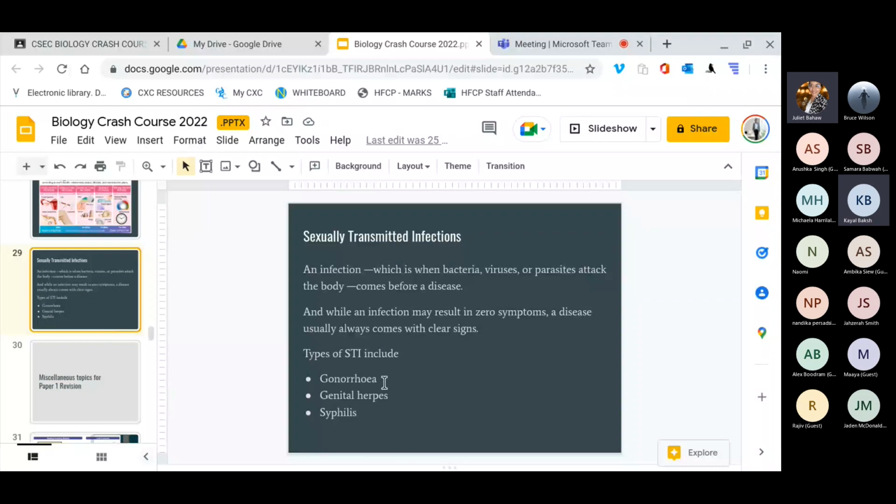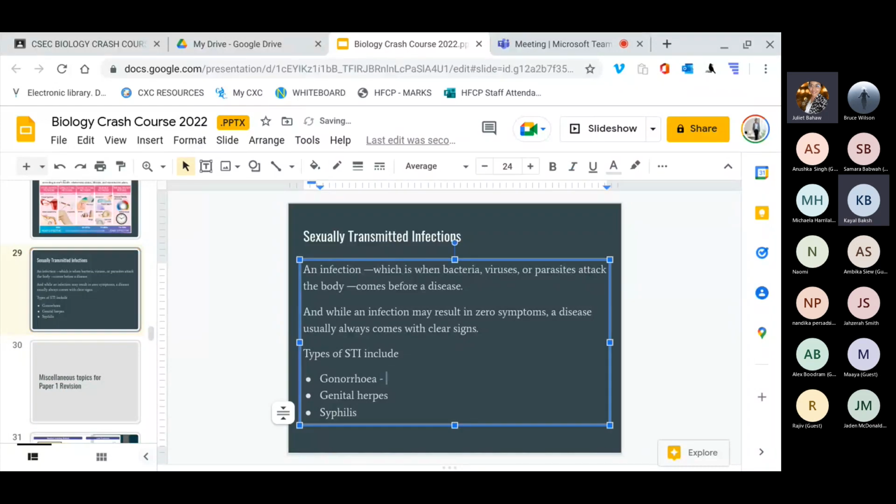Now, what you should also take into consideration is that gonorrhea is caused by a bacteria. Herpes is caused by a virus. So you need to know the disease-causing agent, in other words. Syphilis is caused by a bacteria. The ones caused by a bacteria in particular are easier to get rid of because you have antibiotics. Antibiotics are drugs used to kill bacteria. So I'll just put something with antibiotics.